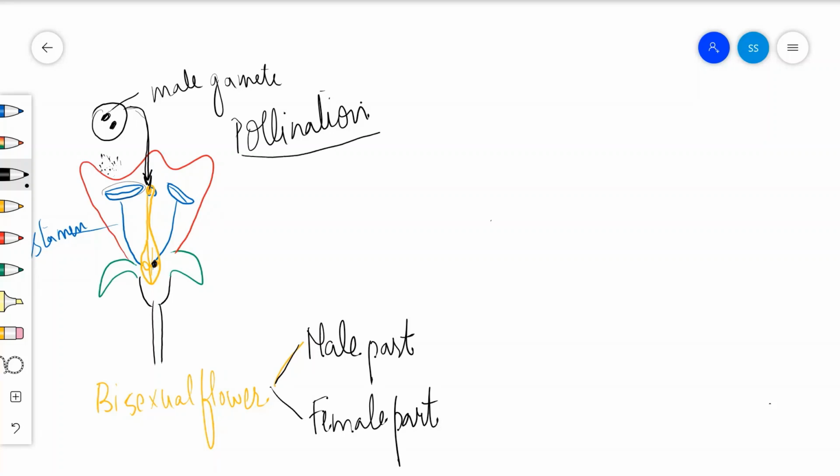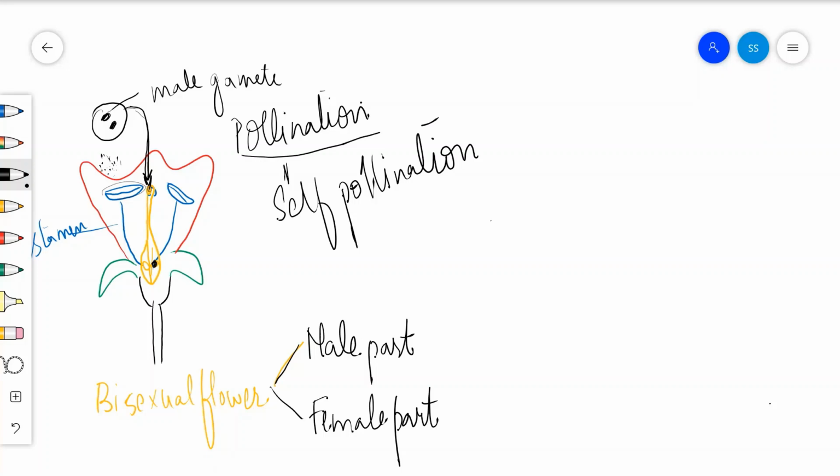It is pollination. Now you can see here a type of pollination wherein the pollen grains are getting transferred to the stigma of the same flower. So we call this type of pollination self-pollination, which happens within the same flower.